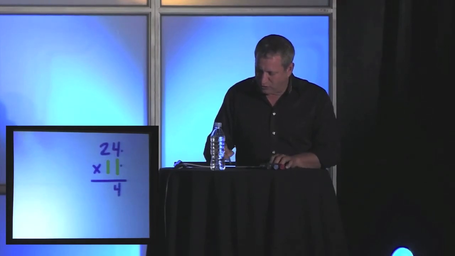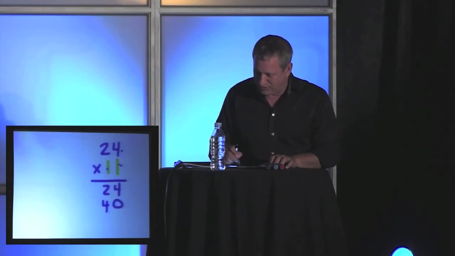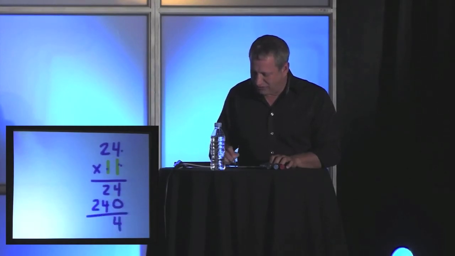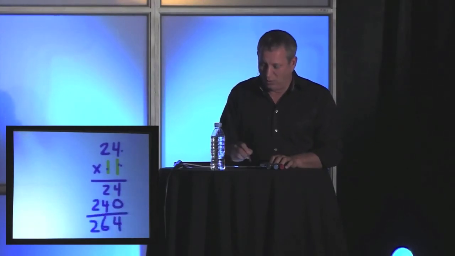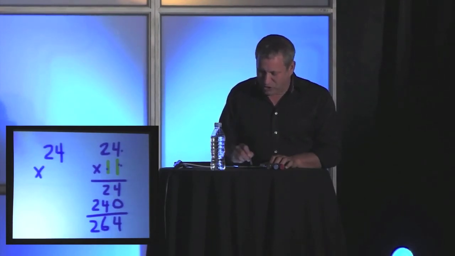We teach kids to go like this. 4 times 1 is 4. 2 times 1 is 2. Don't forget the 0 or it's all wrong. 4 times 1 is 4. 2 times 1 is 2. You add these all together. Is that how you guys multiply? Worst way to multiply. All right, so let me show you the fastest way.